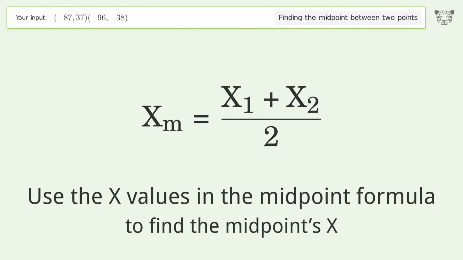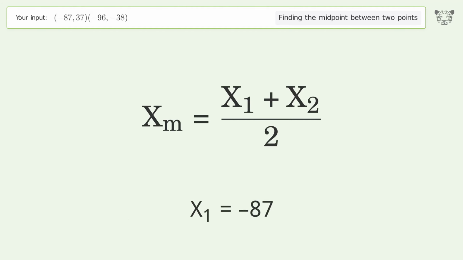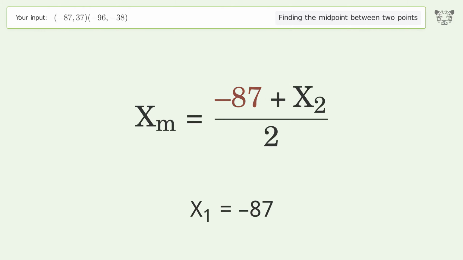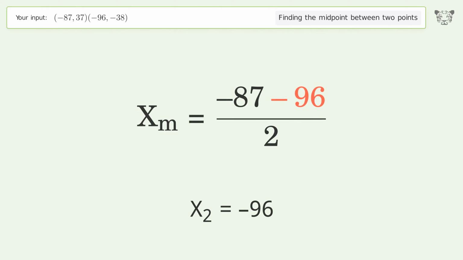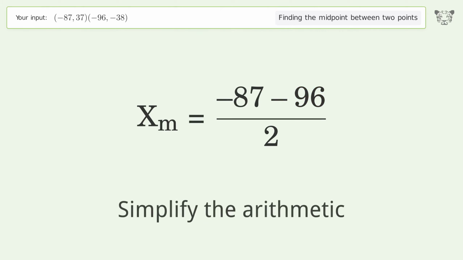Use the x values in the midpoint formula to find the midpoint's x. x1 equals -87. x2 equals -96. Simplify the arithmetic.